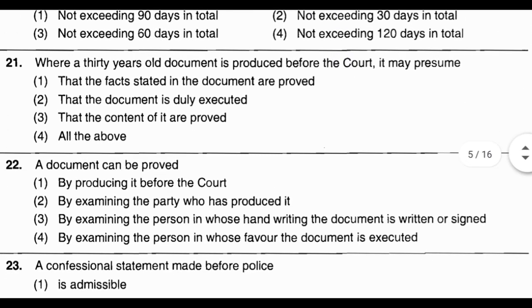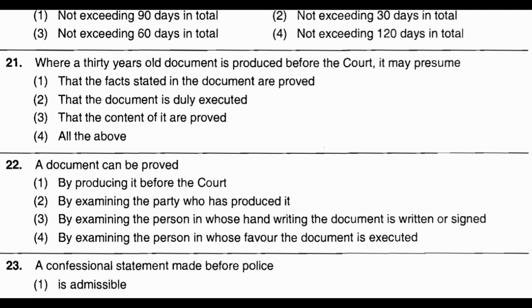Now question number 21. Where a 30 years old document is produced before the court, it may presume option number 1 that the facts stated in the document are proved. Option number 2 that the document is duly executed. Option number 3 that the content of it are proved, and option number 4 all the above. And the correct answer is option number 2, that the document is duly executed.